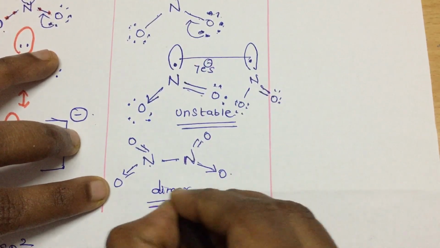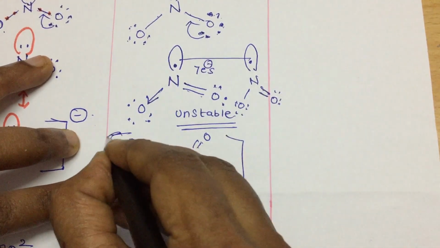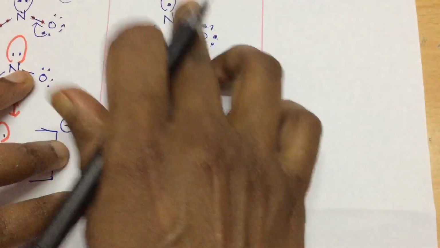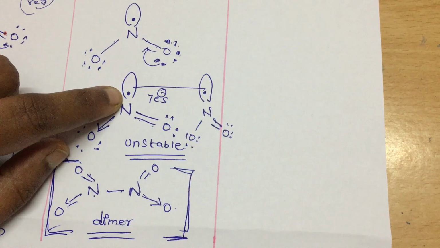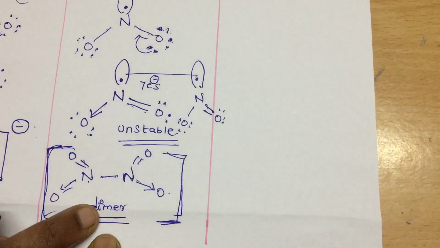This is also an important question, so please remember this. What is the reason for the instability of the NO2 molecule? Because it has a single electron, an unpaired electron. It gets paired up, that's why it exists as a dimer.